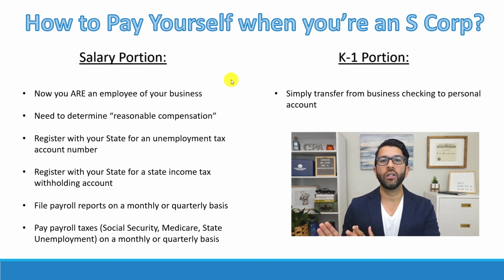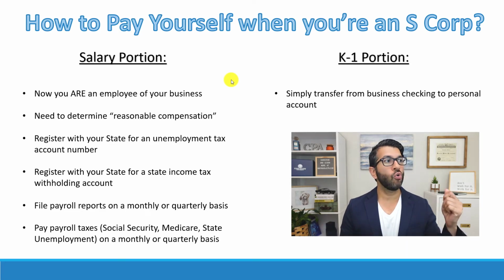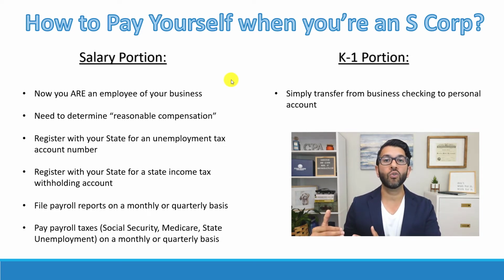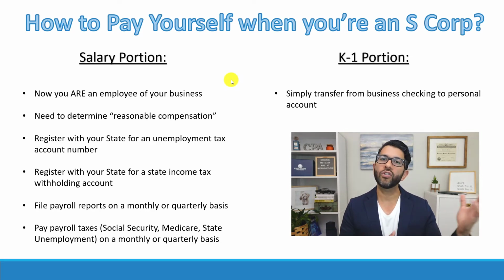But for the salary portion of the S corporation money, you are now an employee of your business. I made that distinction earlier. When you're a sole prop, you're not an employee. Now that you're going to be an S corp, you are an employee of your business. You need to determine what a reasonable compensation is for you in your business. In the prior slide, I used the example of about 40%, so a $40,000 salary.